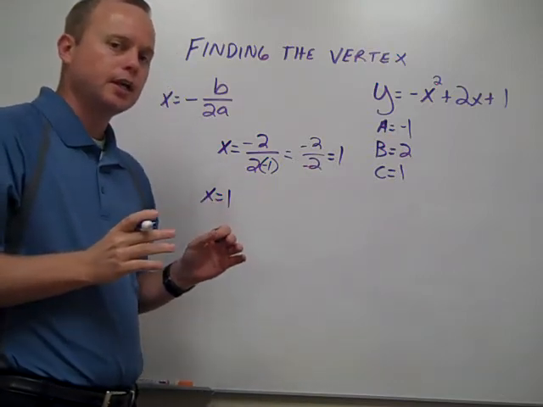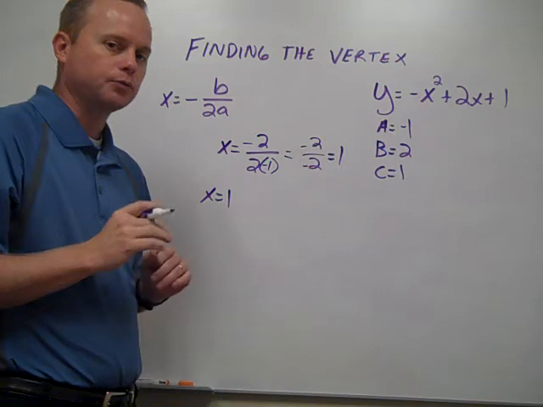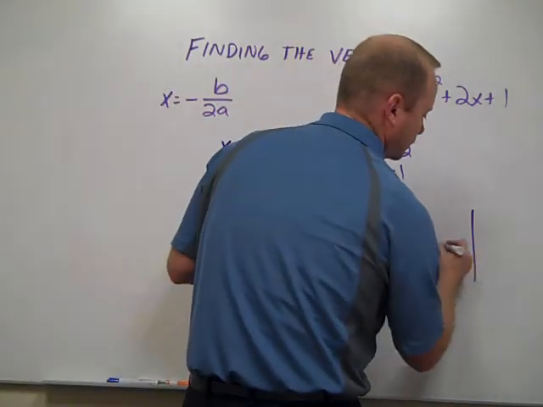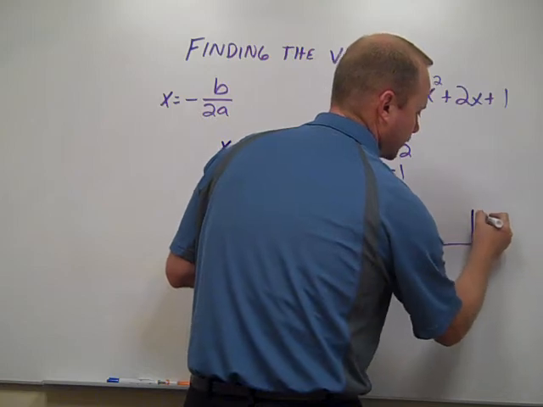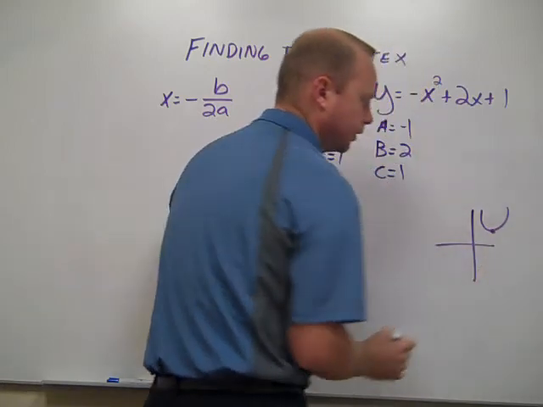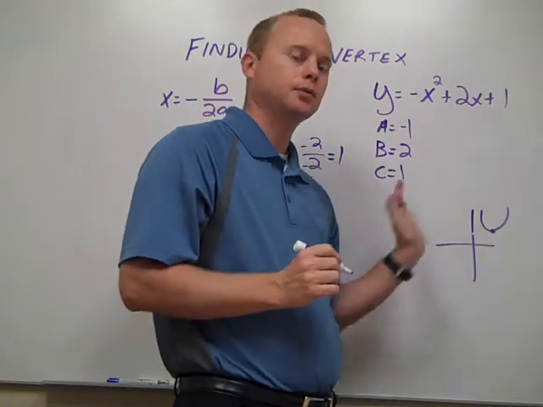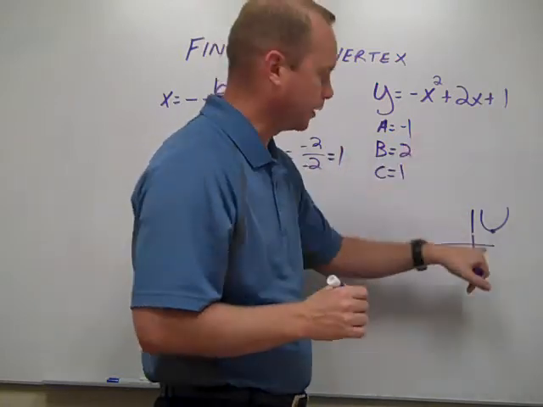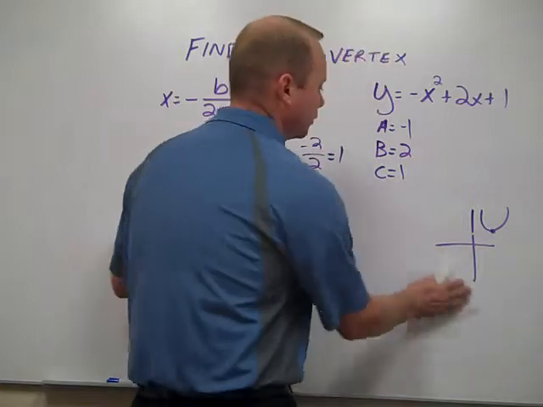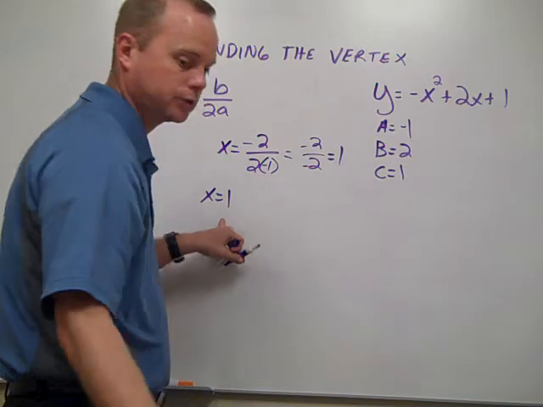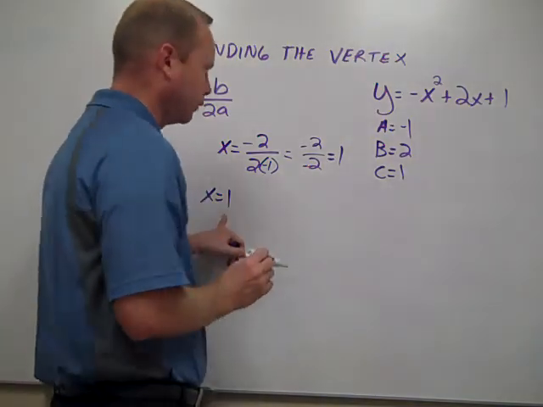But a vertex has an x and a y value. Remember that a vertex on a graph is where the graph either goes up or down. For instance, we could have a vertex right here. This is the turning point. It's right where the graph turns from going down to going up, or vice versa, from going up to going down. Okay, so I've got to have an x and a y coordinate. I found my x coordinate is 1. I need to figure out what my y coordinate is.